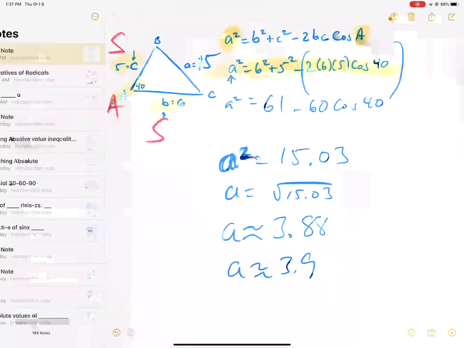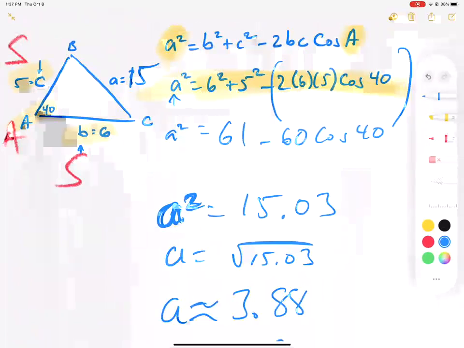Now, what 3.9 makes sense here? If I wrote 3.9 instead of that dumb 15 answer, which ripped apart my arms, 3.9. Is 40 degrees that big of an angle? No. So the side, compared to the other ones, not that bad. So from here, we can solve for the other angles if you want.